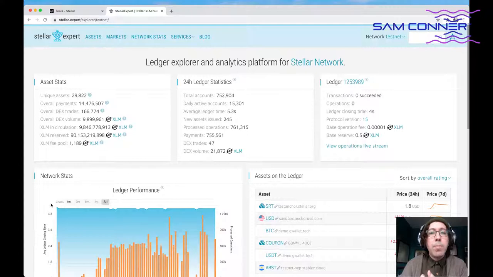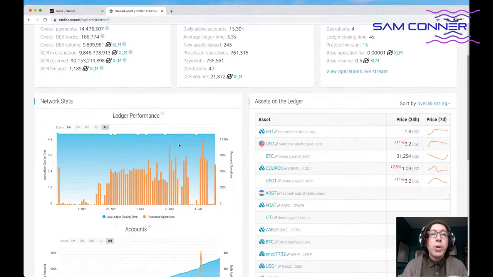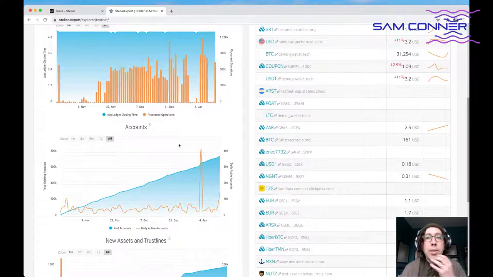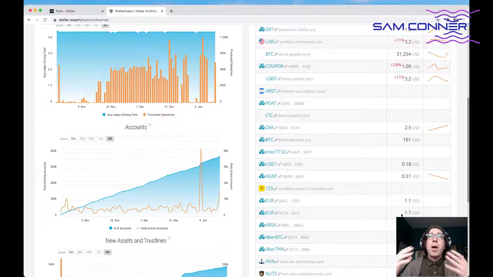It will show you how the ledger has been behaving, what ledger number we're on. And then it will also show you these stats that show you how full ledgers are, as well as a general graph of the total number of accounts on the network, the number of new assets and trust lines. So it's like this accumulates all of the information about what's going on the network.